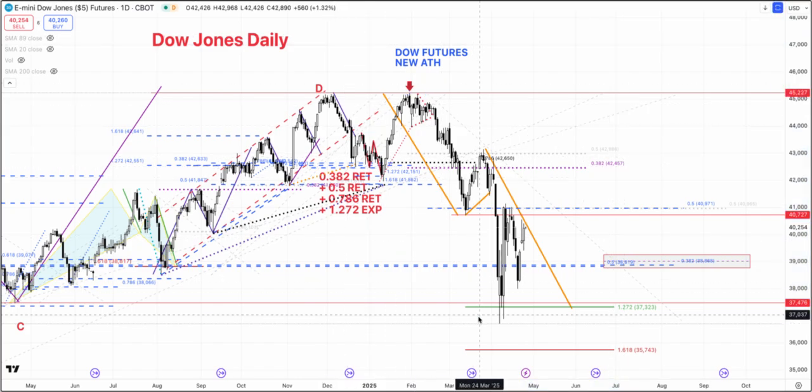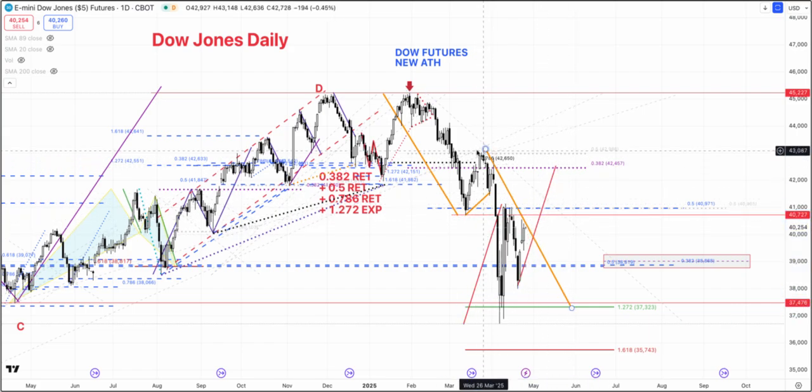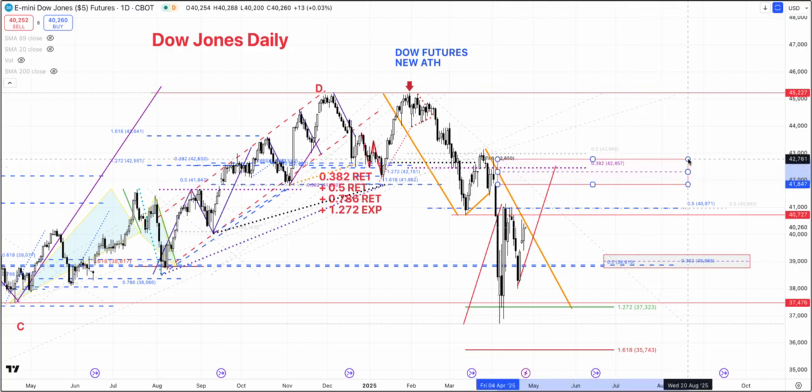So let me actually try to draw this thing like this, and here we go. So right into this, I see a gap formation right in here. Right in here. Here we go. It's likely to get in here.